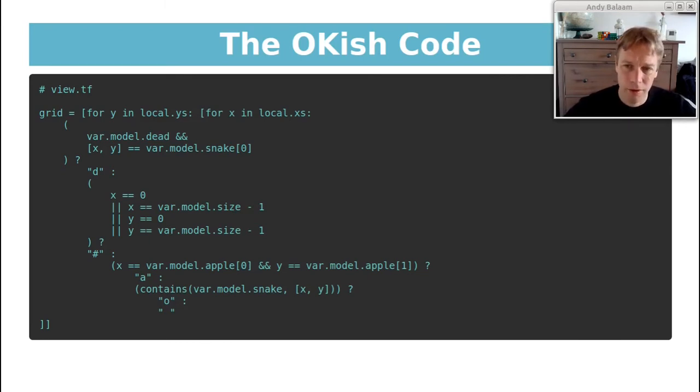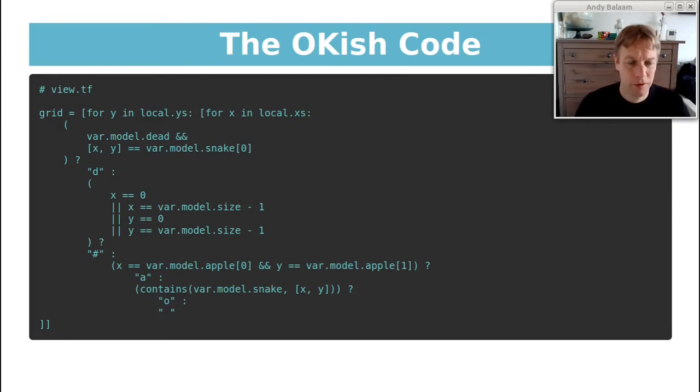And the way that you do something a bit like loops in Terraform is you have these continuation expressions, I think they're called, like for x in local.xs and for y in local.ys. Those local.xs, local.ys are other locals that I've defined. They're just a list of all the possible x coordinates, all the possible y coordinates. So we're basically saying loop through all the xs and ys in the whole game, and then for each x-y combination, process this expression inside.